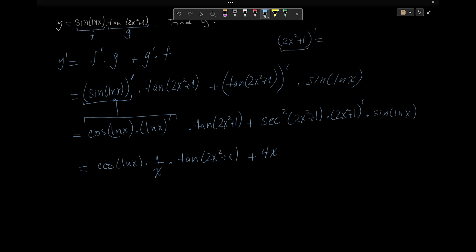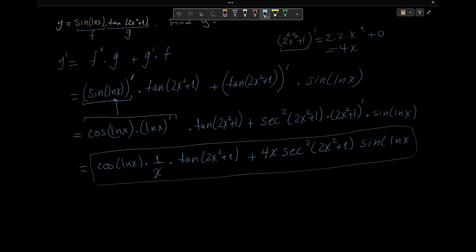Should be comfortable with taking the derivative of this right now. Here's the 2. You drop the 2, x to 1 less power, just 4x. Okay? And then I have a secant squared, 2x squared plus 1 times sine ln of x. And there is the answer. Yeah? Can't combine a whole lot, but there it is. Okay?